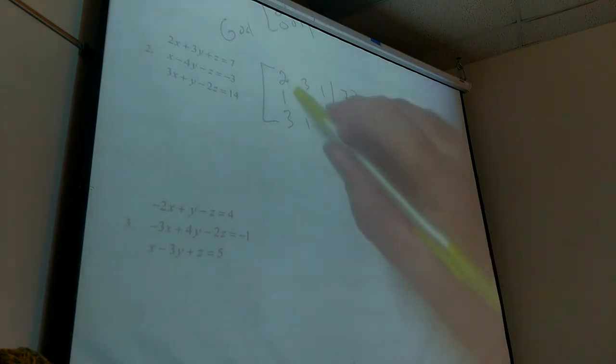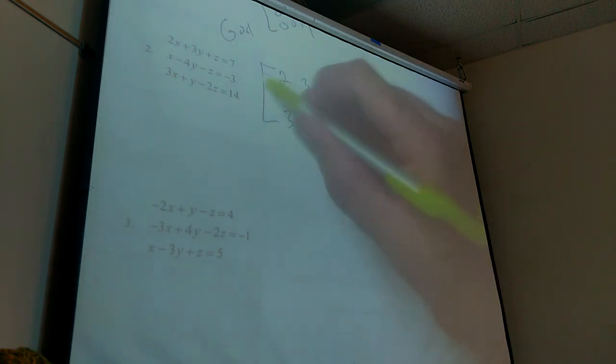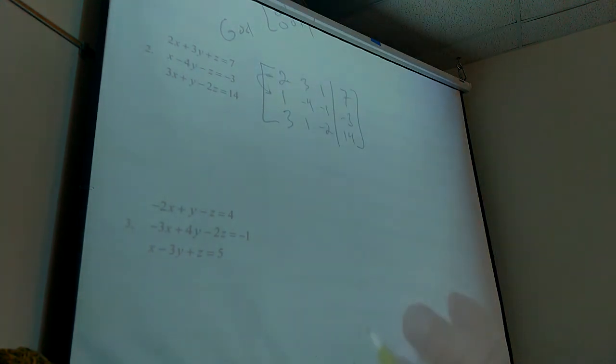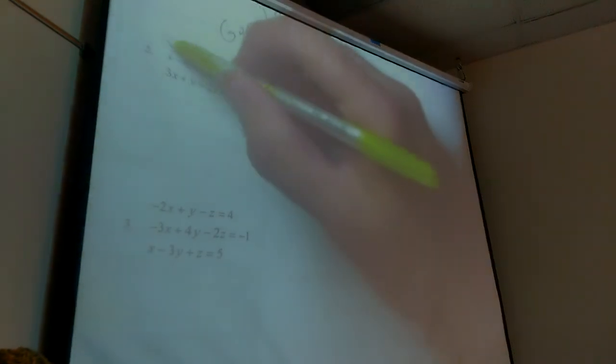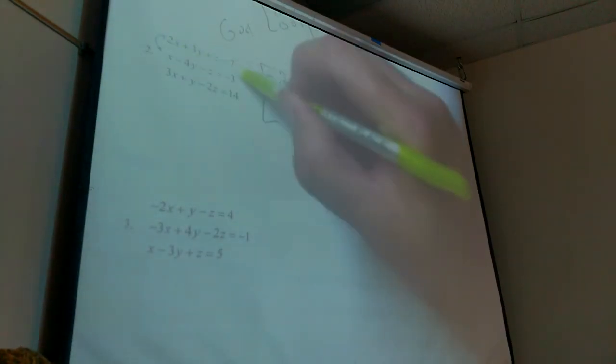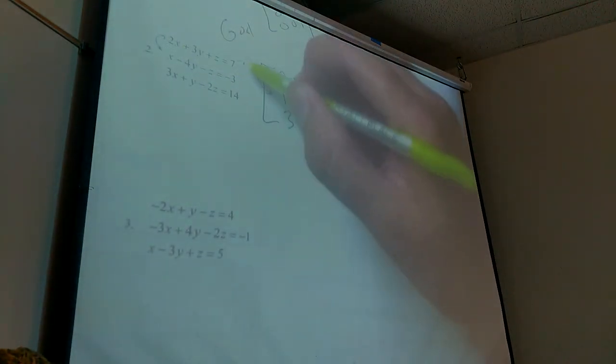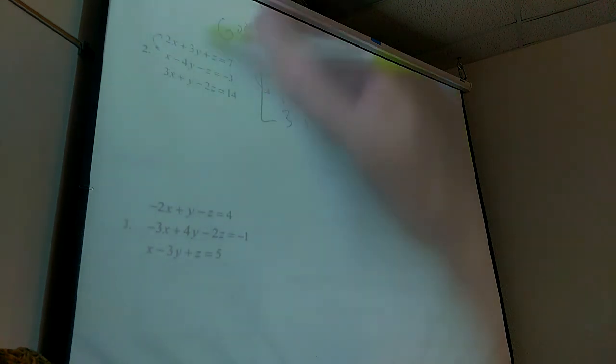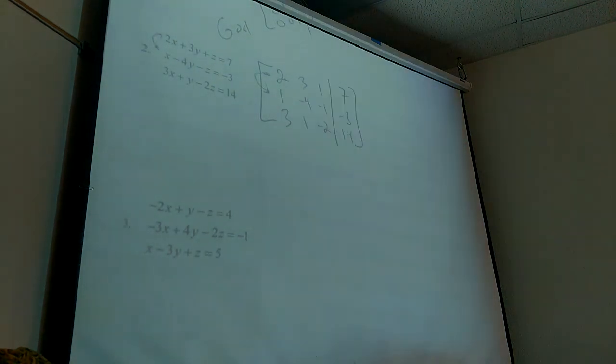So what's the easiest way to get a 1 there? Switch those 2 rows. What is that related to? Isn't that just switching the 2 equations? Why did they put that equation first? Is there a reason for that? No, there's no reason. So screw them. Let me just rearrange this so I get a 1 where I want it.